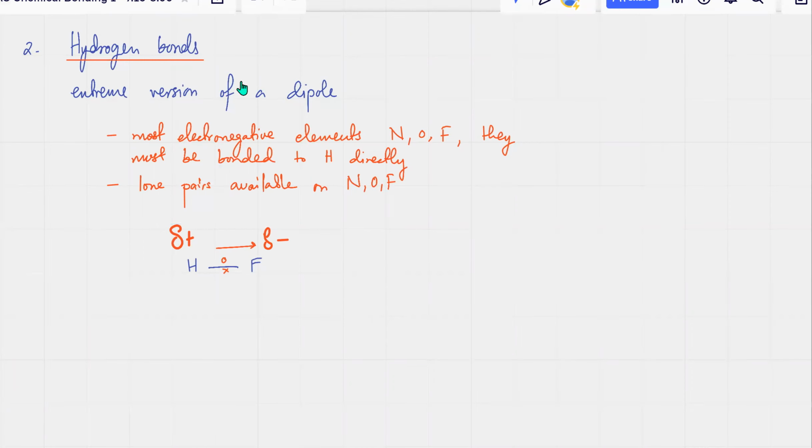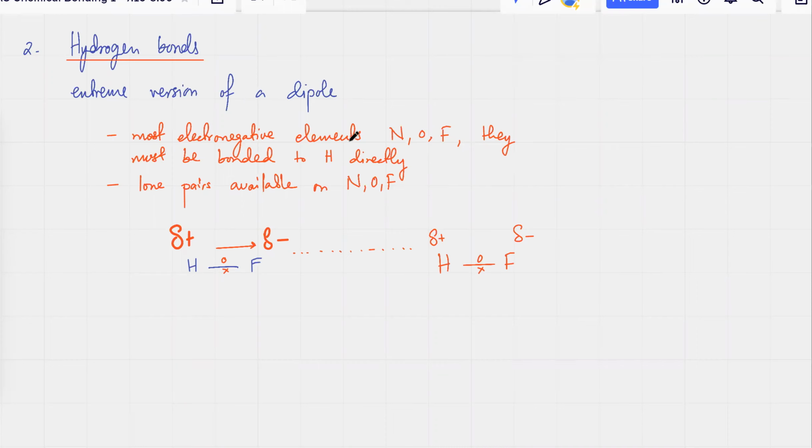Yes, sir. So there's going to be a very strong partial negative and partial positive charge because fluorine is so electronegative. The other part is, if there's another HF molecule, it's exactly like a dipole. So the same situation would happen. There's going to be a strong slight negative charge, and the other side would have a very strong slight positive charge. So there's going to be a lot of attraction between them. This is known as a hydrogen bond.